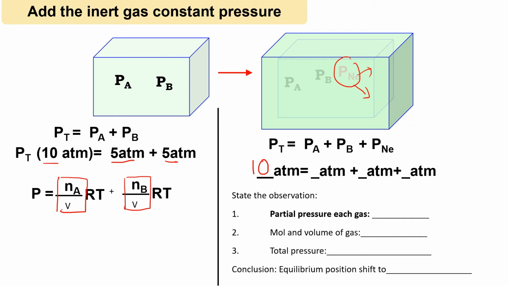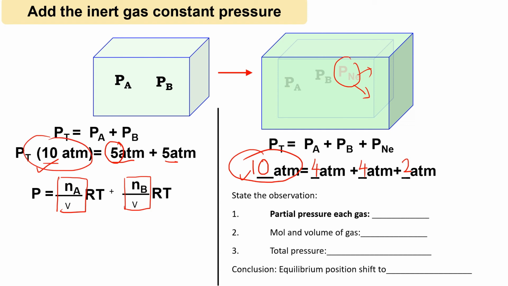So it is the same at equilibrium and after. P total remains 10 atm, so how about your PA? Just now it was 5 atm, meaning that now PA should decrease, maybe to 4, and maybe the neon gas equals 2. So this is the constant pressure condition, where the pressure before and after adding the inert gas is the same.